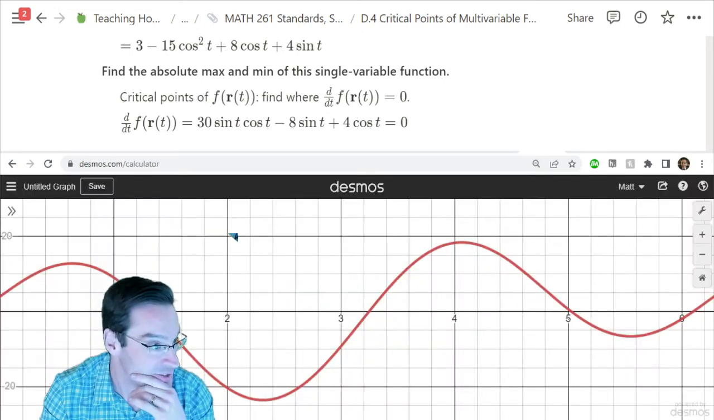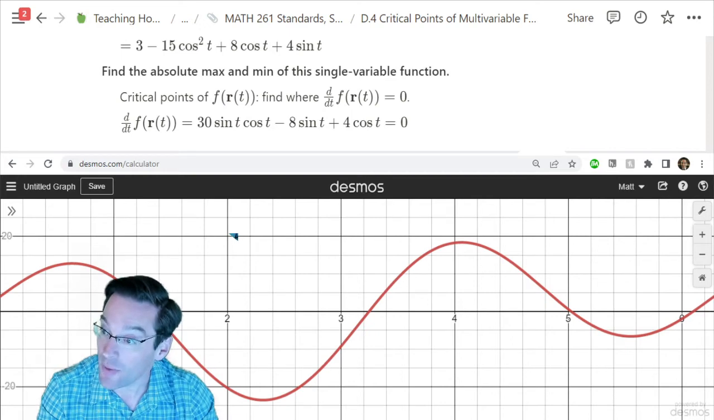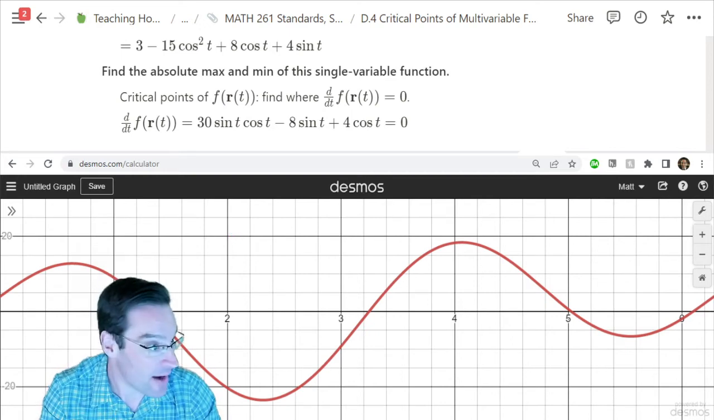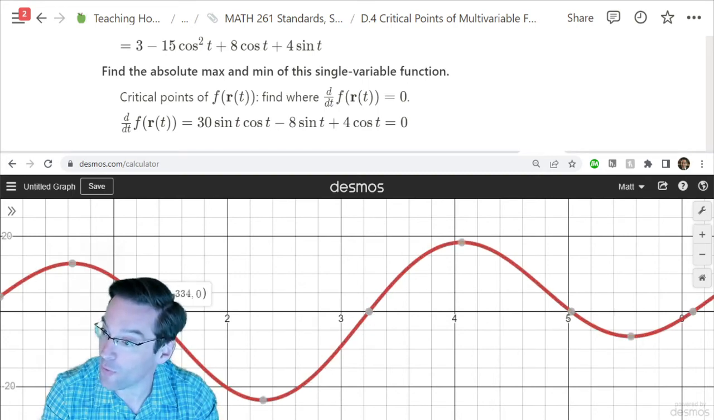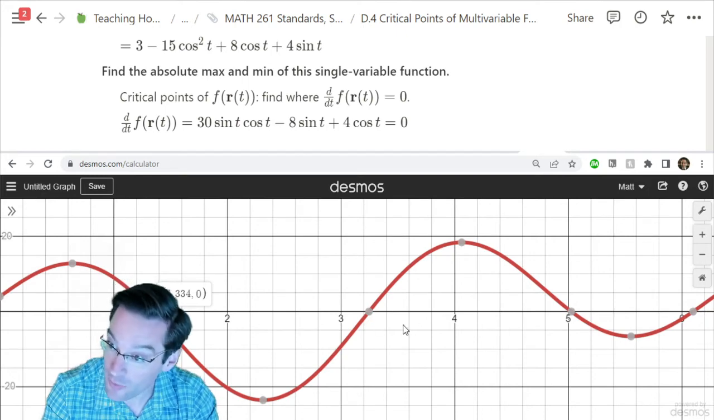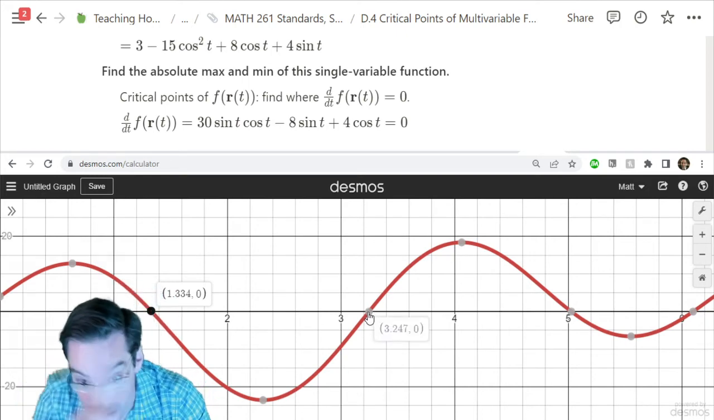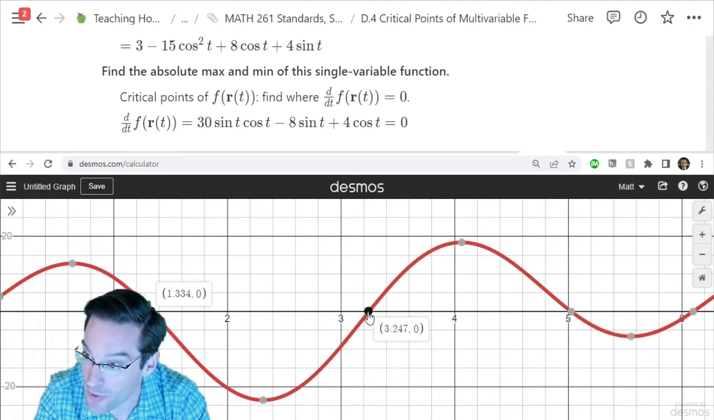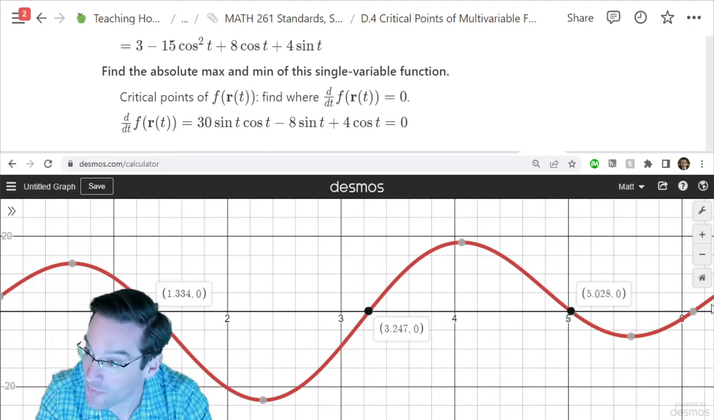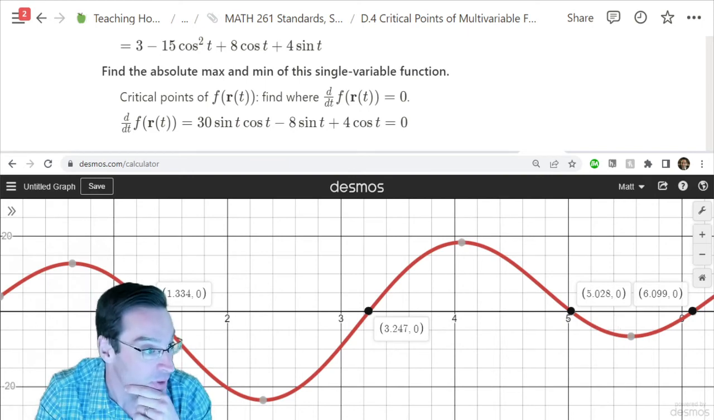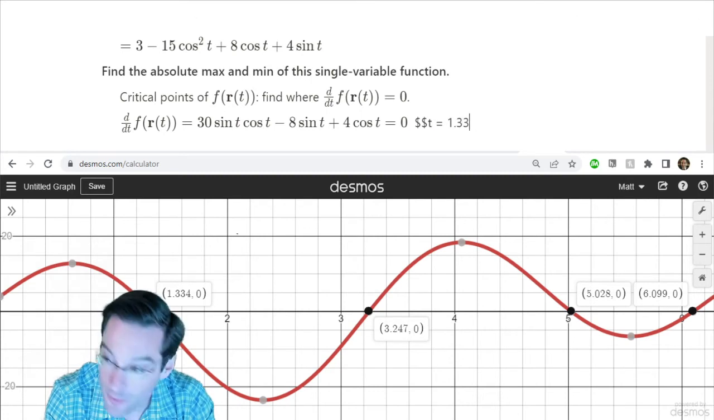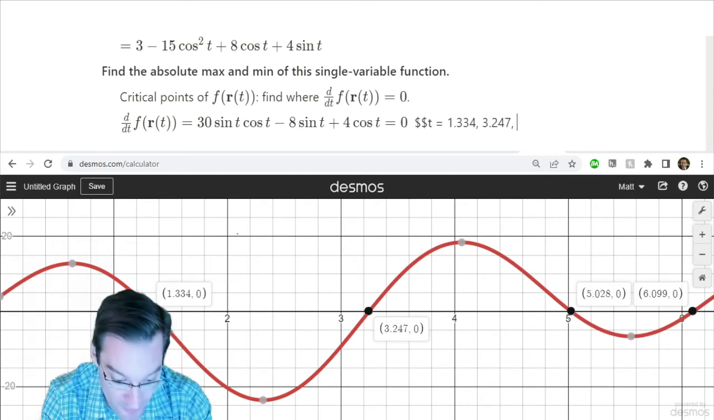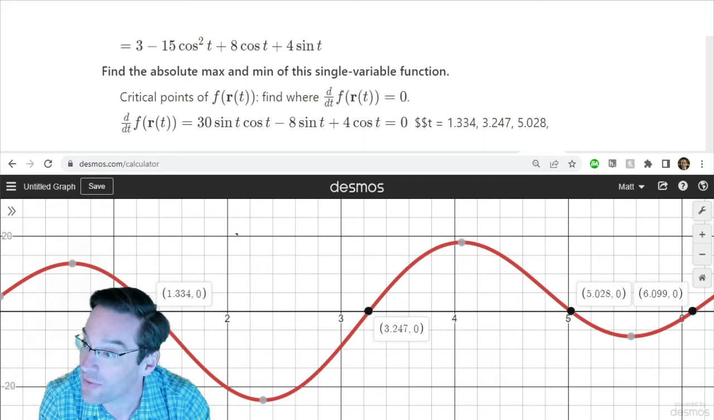So since this is a challenging equation to solve analytically, if we solve it using numerical or graphical methods, I would just graph this function, right? And I'm looking for where this function, this derivative, is equal to 0. And it turns out there are 4 different places on the interval from 0 to 2 pi where this function becomes 0. One of them right here at t equals 1.334, another one here, another one here, another one here. So it gives me these 4 different t values: t equals 1.334, 3.247, 5.028, and 6.099.